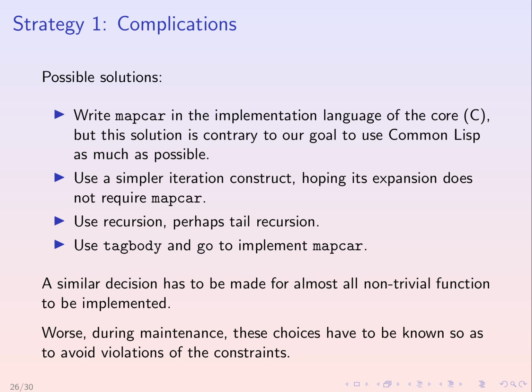And worse, during maintenance, these choices have to be known so as to avoid violations of the constraints. Imagine that you pick up a Common Lisp implementation written using strategy 1, and you look at some code and you say, well, mapcar, there's a much better way of writing mapcar. Let me write it in this more natural looking way. And by doing that, you have now violated the order between the modules, because the subset that you're allowed to use wasn't documented correctly.